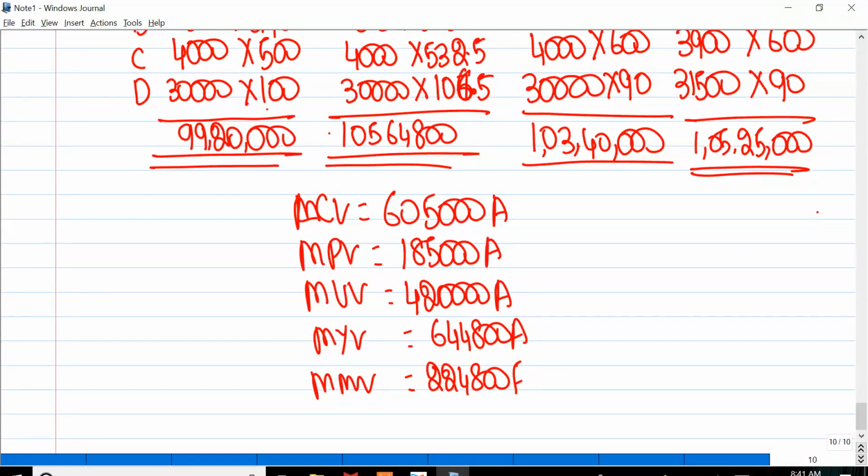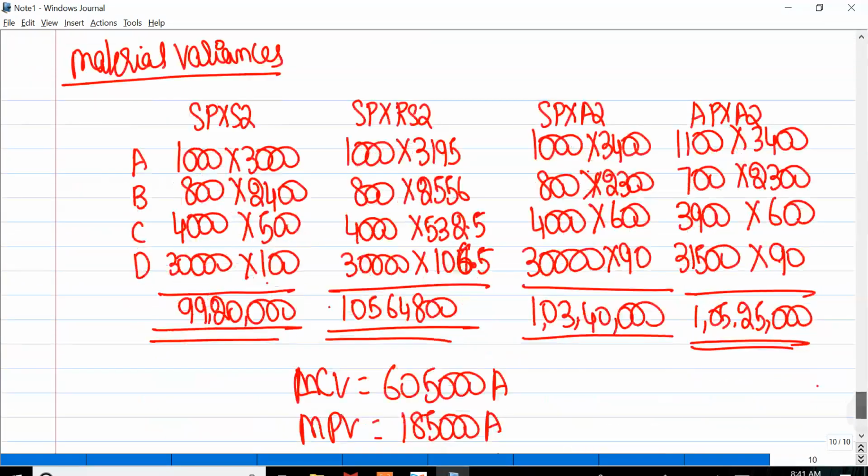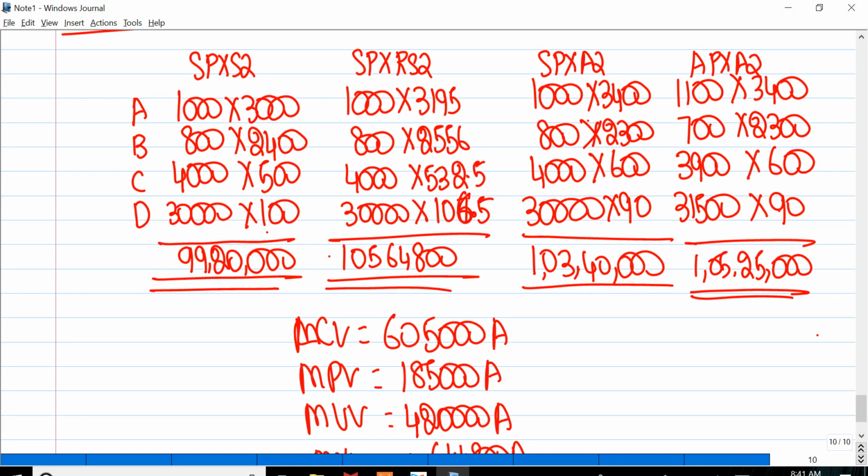Complete this and then do the labor variances. Let me know if there are any doubts on this. Some small rounding off difference can be there for the second part, up and down. You can have differences, even to the extent of 10, 20,000 because of rounding off.